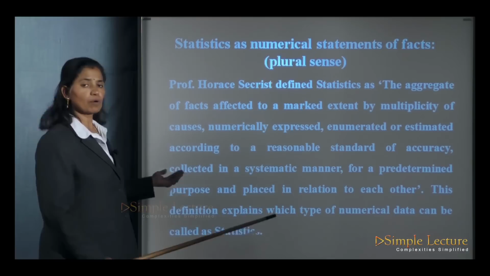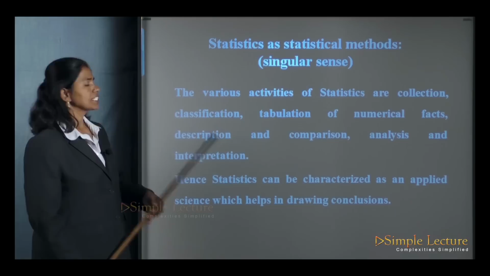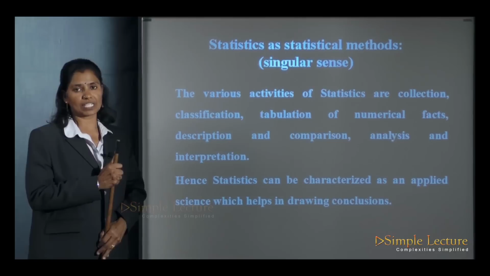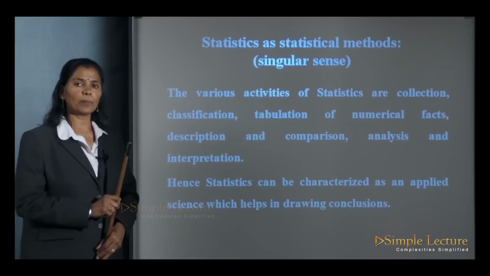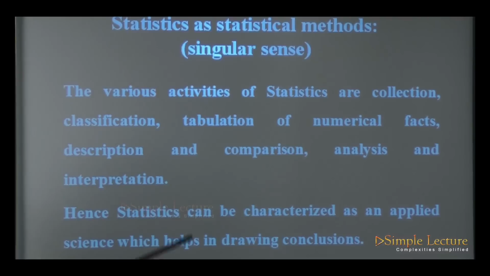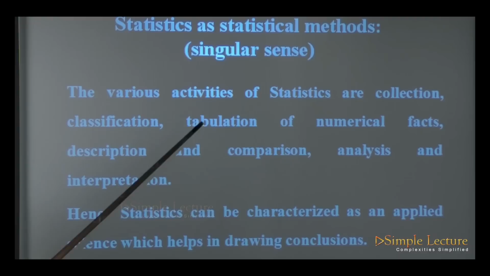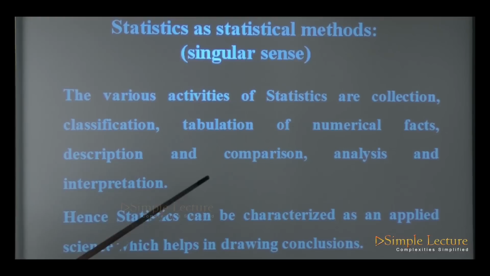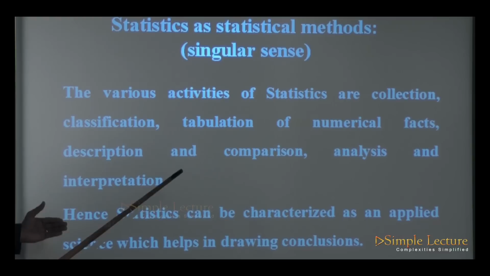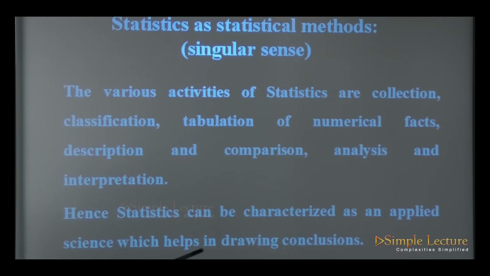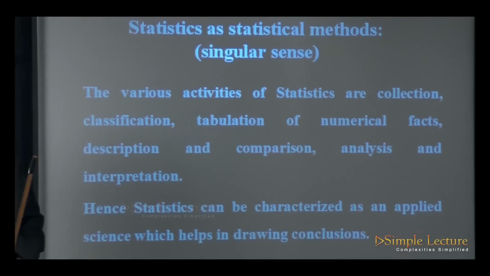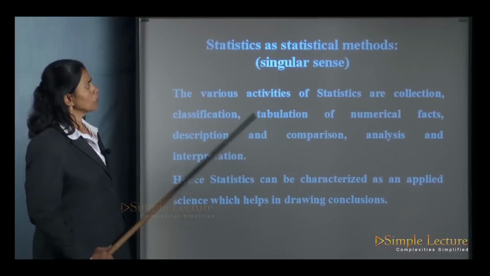So, let us now see statistics as a statistical method, in the singular sense. In the previous definition, we understood statistics in the plural sense. Now, we are going to discuss statistics in the singular sense. How is it defined in the singular sense? The various activities of statistics are collection, classification, tabulation of numerical facts, description and comparison, analysis and interpretation. Here, it is defined as a method, in the singular sense. Hence, statistics can be characterized as an applied science which helps in drawing conclusions. Hence, we can define statistics in the singular sense as well as in the plural sense. So, we understood the meaning of statistics in both senses.